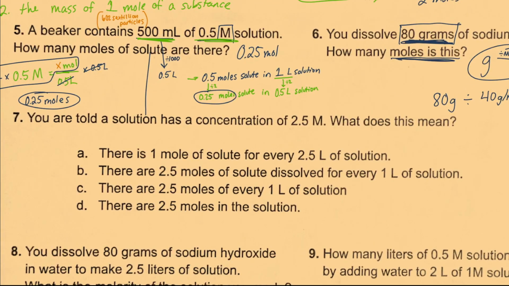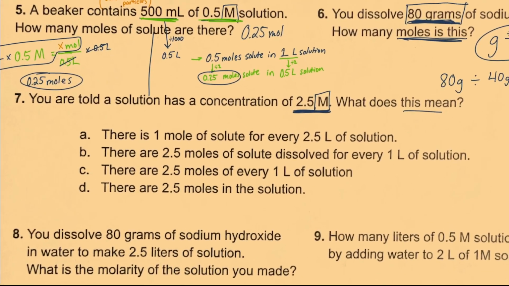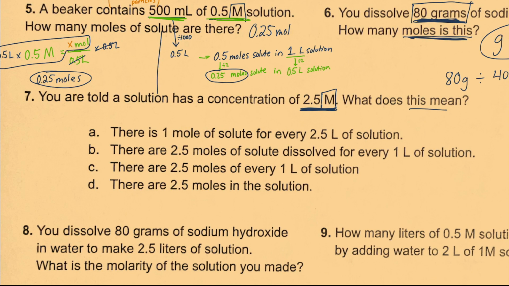Number 7, this is a question about the definition of molarity. It says that we are told that a solution has a concentration of 2.5 molar. Remember, that's how we read that big M. That's molar, 2.5 molar. We want to know what this means. You think about it for a second. Pick your answer.